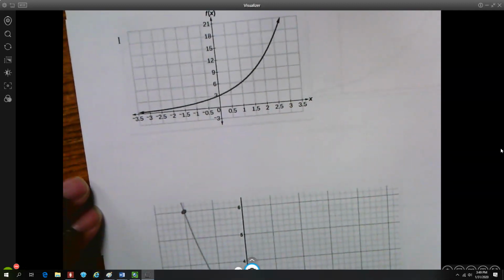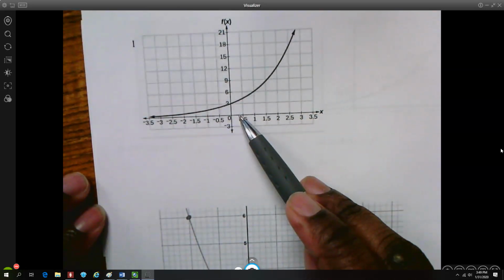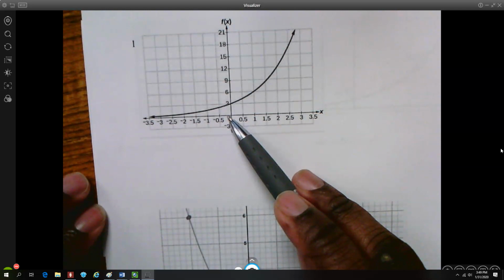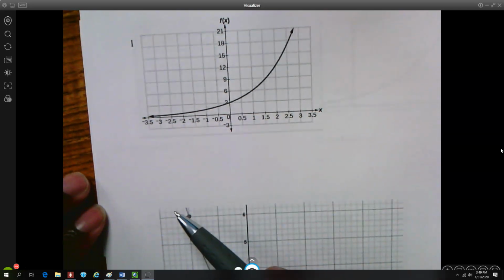Take a moment. See if you can try this one on your own. Take a look at this picture and decide whether or not you can find a, and then see if you can figure out what b is. So pause the video and see if you can find a and b.